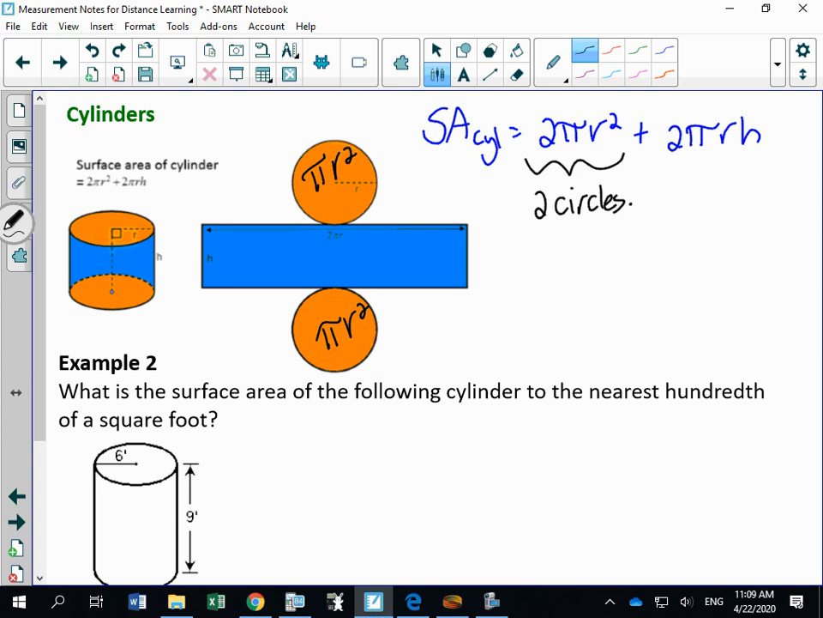So for example, if I said, I want you to paint this cylinder for me, but I only want you to paint the top and not the bottom, how would you change this formula? If I said paint the top and not the bottom, instead of 2 pi r squared, if I only want you to paint one circle, you would change that to 1 pi r squared, right? This piece here is called the wraparound part. This would be like the label on a can.